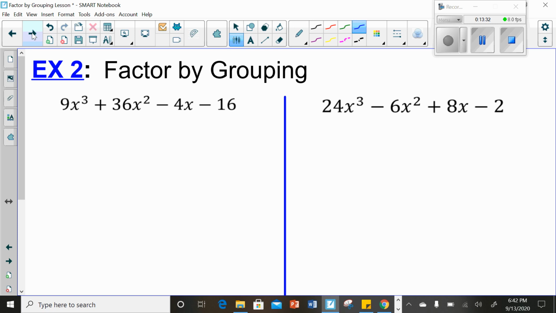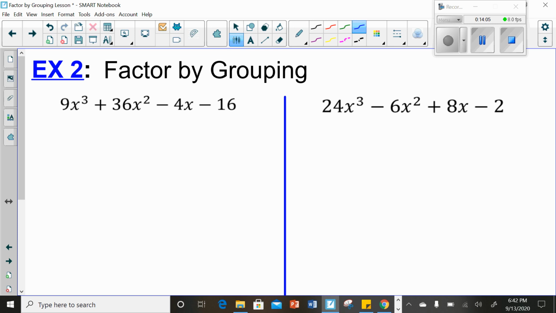So in this particular slide, I'm going to do this one with you, and you do this one on your own. We're going to look for that greatest common factor. So 9, 36, 4, and 16. Well, 9 and 36 have something in common, and we could divide them both by 9, but I can't divide 4 by 9. So remember, go to that smallest number, 4. 4 divides into 16 and 36, but not 9. So there is no GCF for the numbers, and they do not all have an x. So once again, no GCF.